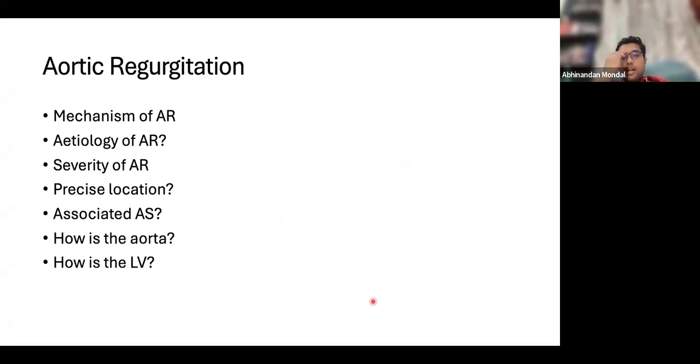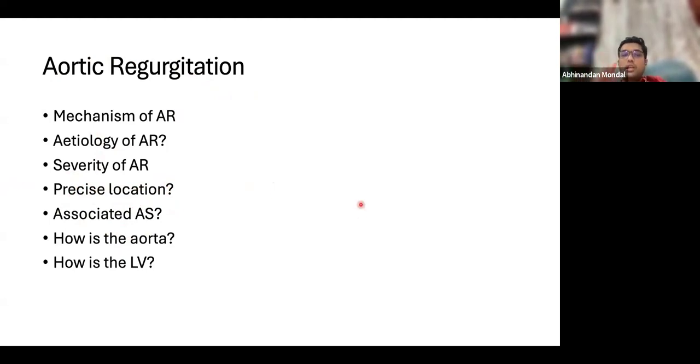In case of aortic regurgitation, what are the things we have to keep in mind and find in your echocardiography examination? Number one, why it is occurring: what is the mechanism of AR, what is the etiology of AR, how it is occurring, how severe the AR is, what the location is, that means which leaflet has the pathological problem, whether there is any associated AS, how the aorta is, and what the LV is.